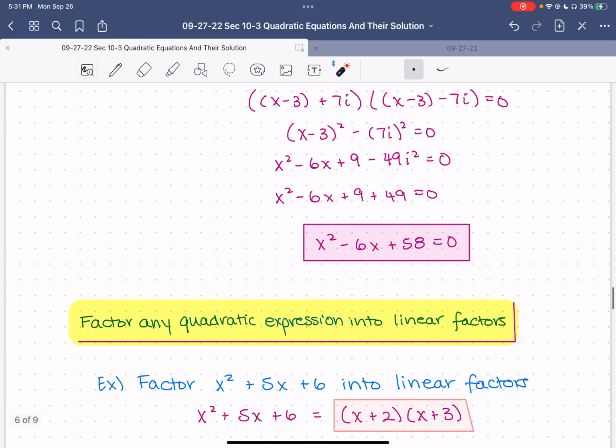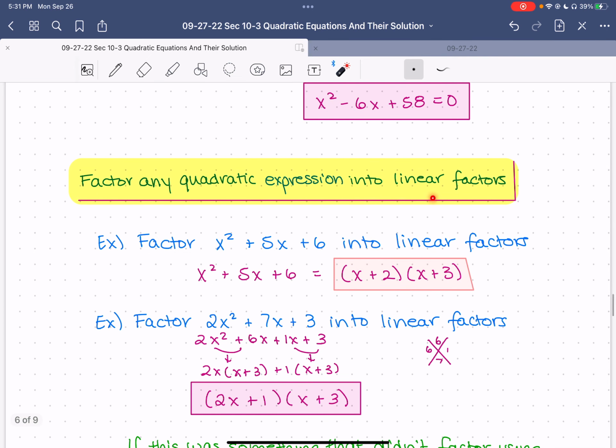Let's take a look at the last thing. Factoring any quadratic expression into linear factors, even prime ones, even ones that we've said were prime. Now, when we factor anything into linear factors, we may not be using integers. We may involve i, we may involve radicals. So let's take a look.